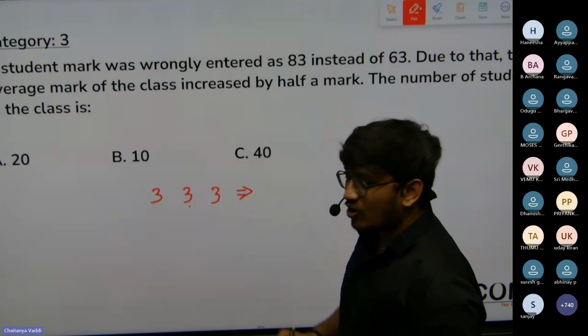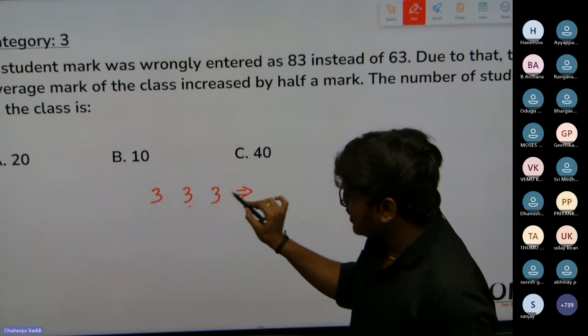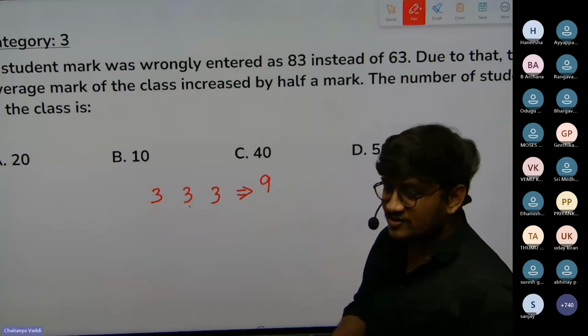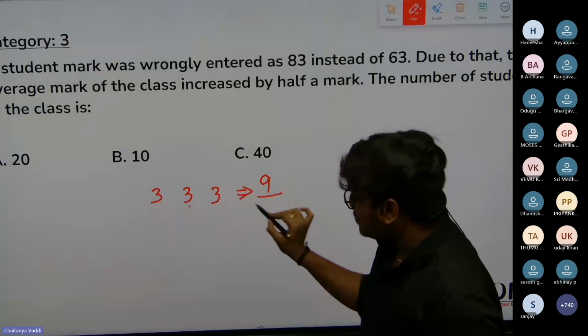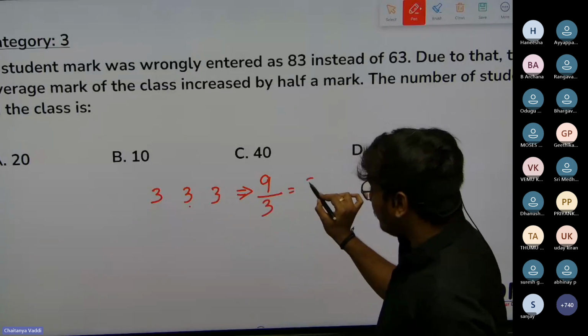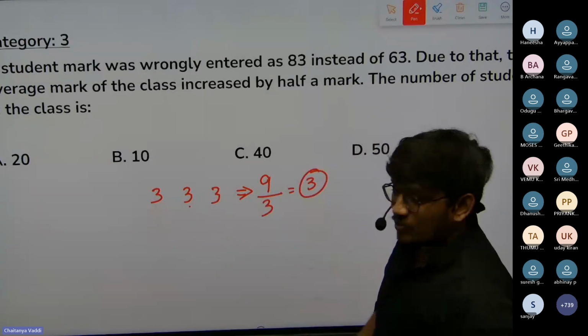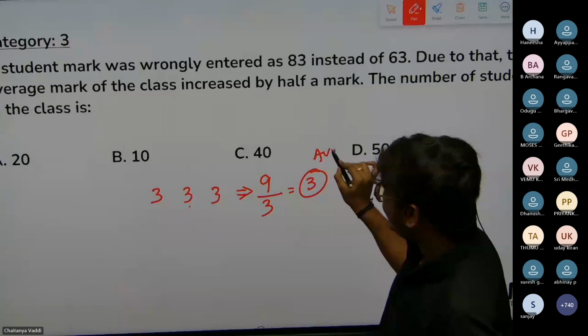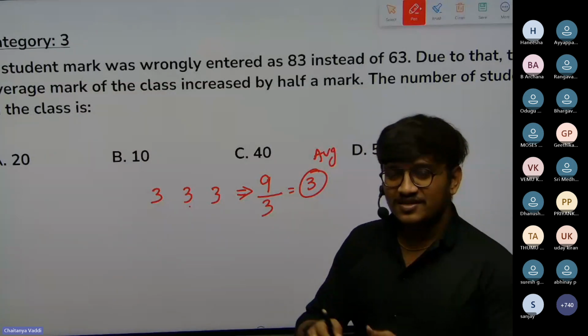So we'll add the values here. 3 plus 3 plus 3, 9. So 9 chocolates divided by the total students, 3, so 9 by 3 is average 3. Now average is 3. Now let's take scenario 2.